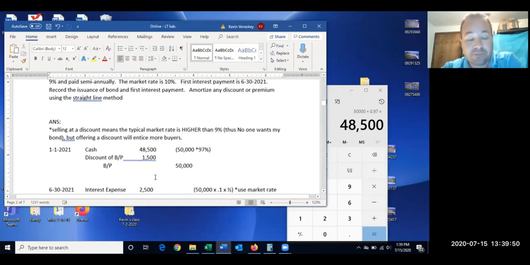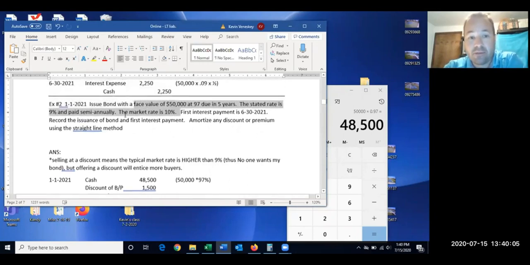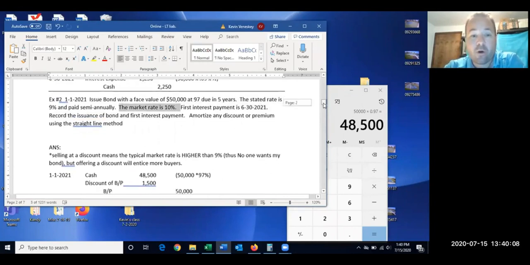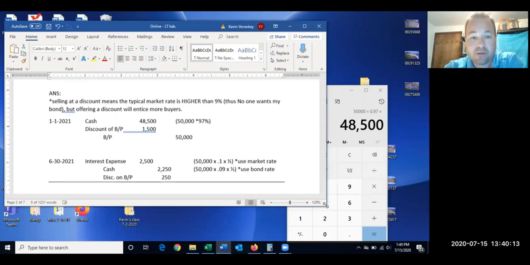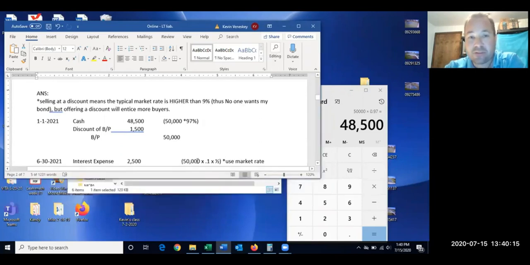So how I'm going to do this is the first thing I'm going to do is figure out what the interest expense is. The interest expense is actually based on the market rate. The market rate is 10%. We always put interest expense at what the market is. So our interest expense is the 50,000 times 10% times a half a year. If you do that on the calculator, it comes up to be $2,500.